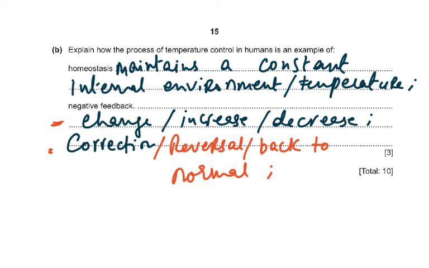In negative feedback, there is a change. The change can be either an increase or a decrease. Like for instance, we enter this room that is very hot. So for a short while, your body temperature and your blood temperature is going to increase. And then something happens and there's going to be a correction or a reversal back to normal. Like for instance, you eat something sweet, your blood glucose level rises, but then insulin is released and the blood glucose returns to normal.